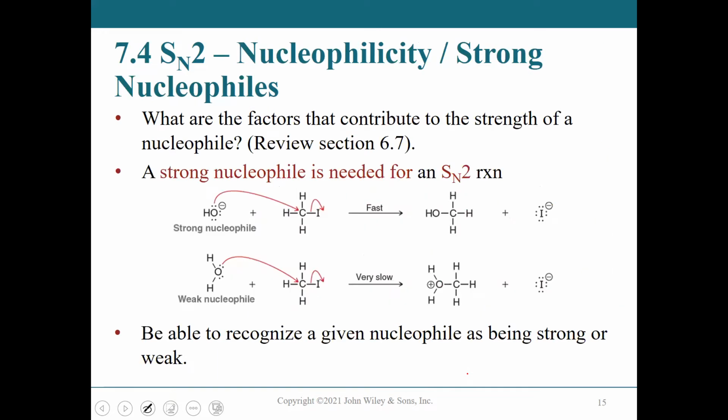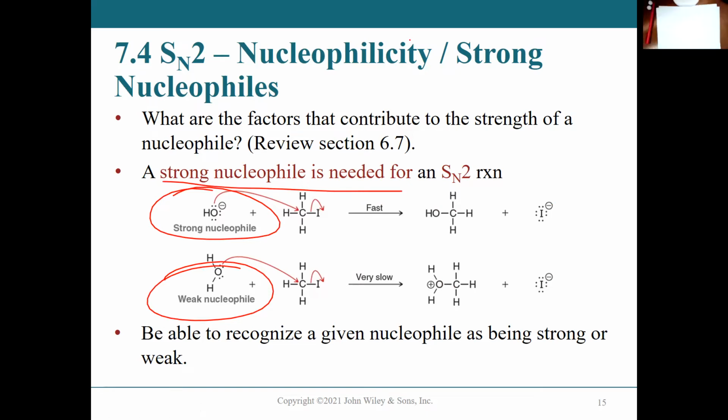Okay, so what are the factors that contribute to the strength of a nucleophile? Now it depends on the nucleophile. Do I need a weak nucleophile or a strong nucleophile? Can anybody attack an alkyl halide? No, there are different types of nucleophiles. The same way you can have primary, secondary alkyl halides, nucleophiles can also be labeled. You can have a strong nucleophile and a weak nucleophile. For an SN2 reaction, what you need is a strong nucleophile. Why do I need a strong nucleophile?